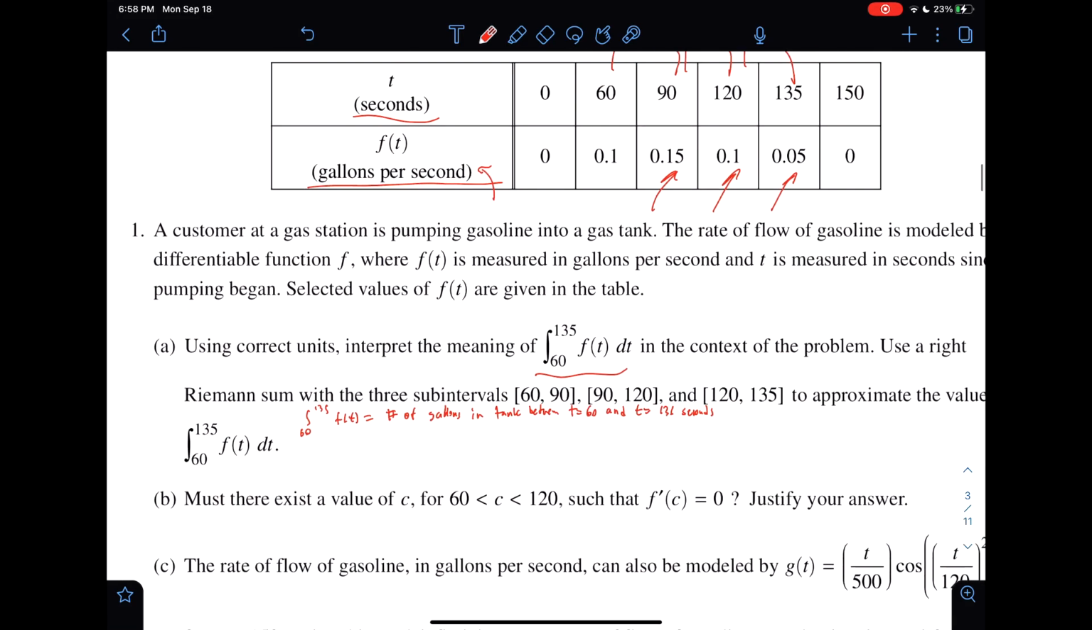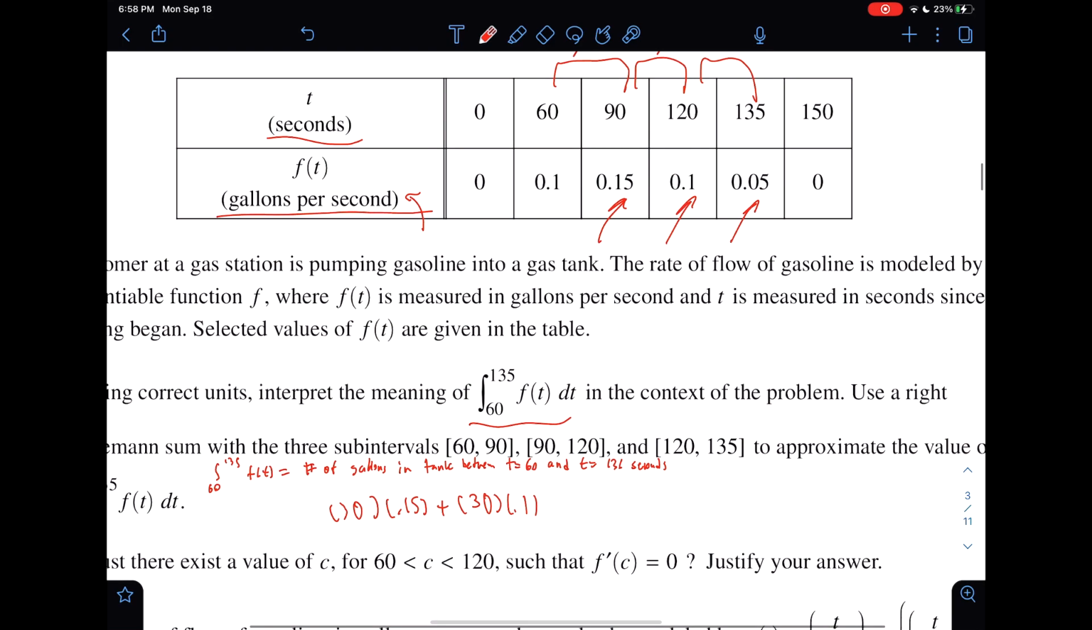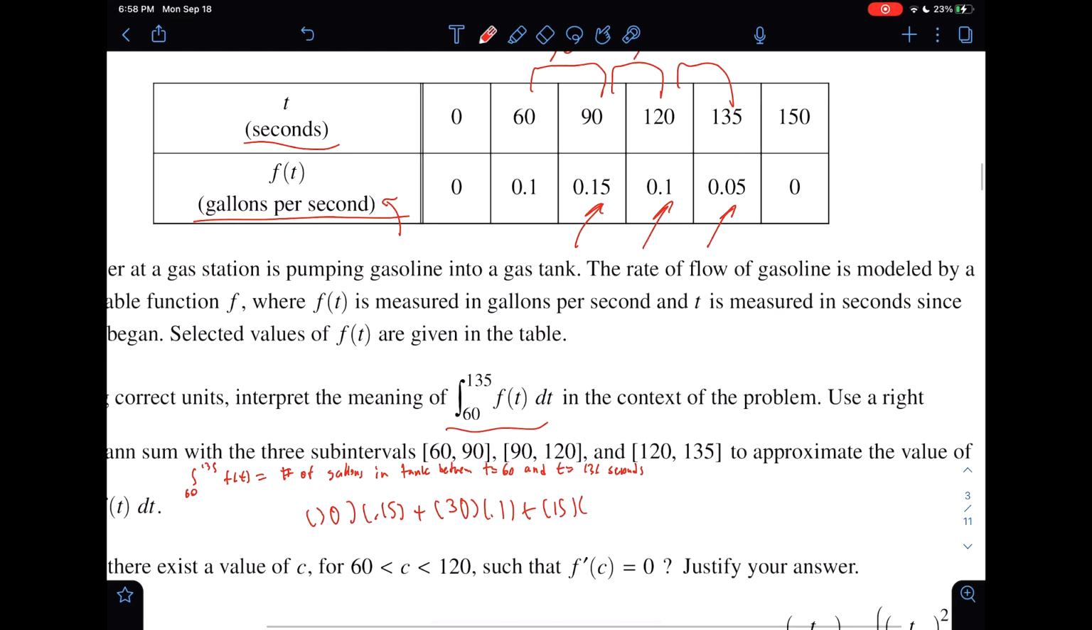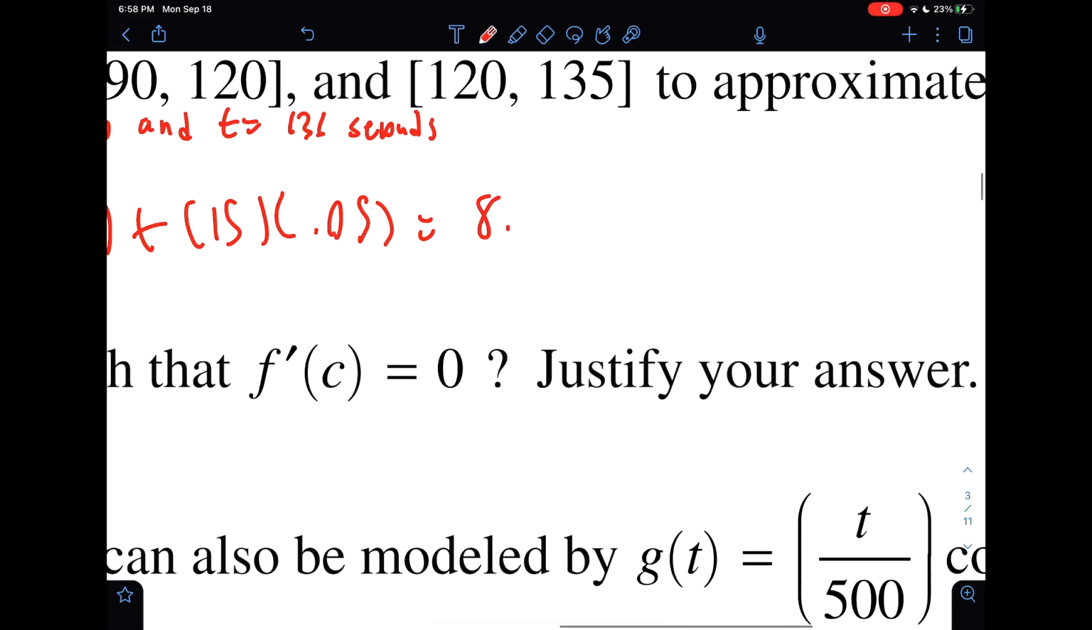So you take the interval 30, then you take the first number, 0.15. You would add that to another 30, multiply that by 0.1, add that to 15, and then multiply that by 0.05. Put that through your calculator, you should get 8.25 gallons of gas.